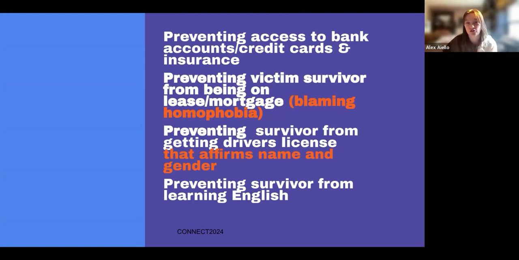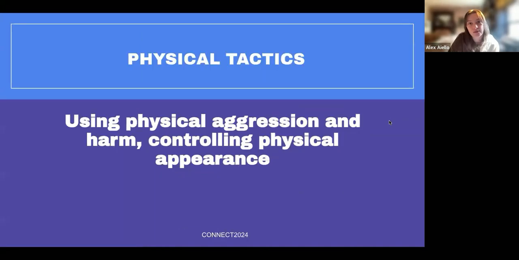Preventing a survivor from getting a driver's license that affirms their name and gender. Someone might want to change the gender or name on their identifying documents to one that more aligns with their authentic self, and preventing them from doing that would just be maintaining that power and control over them. Then lastly, we have physical tactics. We keep this last because this is what people often think of when you think of intimate partner violence or dating abuse, but only 20% of dating abuse uses physical tactics. So it is present, but it is less common than we think.